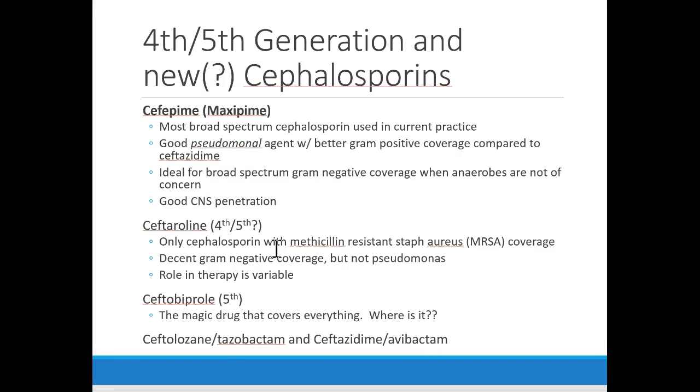All right, fourth and fifth, cefepime is a really popular fourth-generation cephalosporin. It covers Pseudomonas. It covers all your gram-positives and gram-negatives pretty well. It does not cover MRSA, but everything else it covers pretty well. And it also doesn't really cover any intra-abdominal flora, any gut flora. So anaerobic coverage is quite weak.